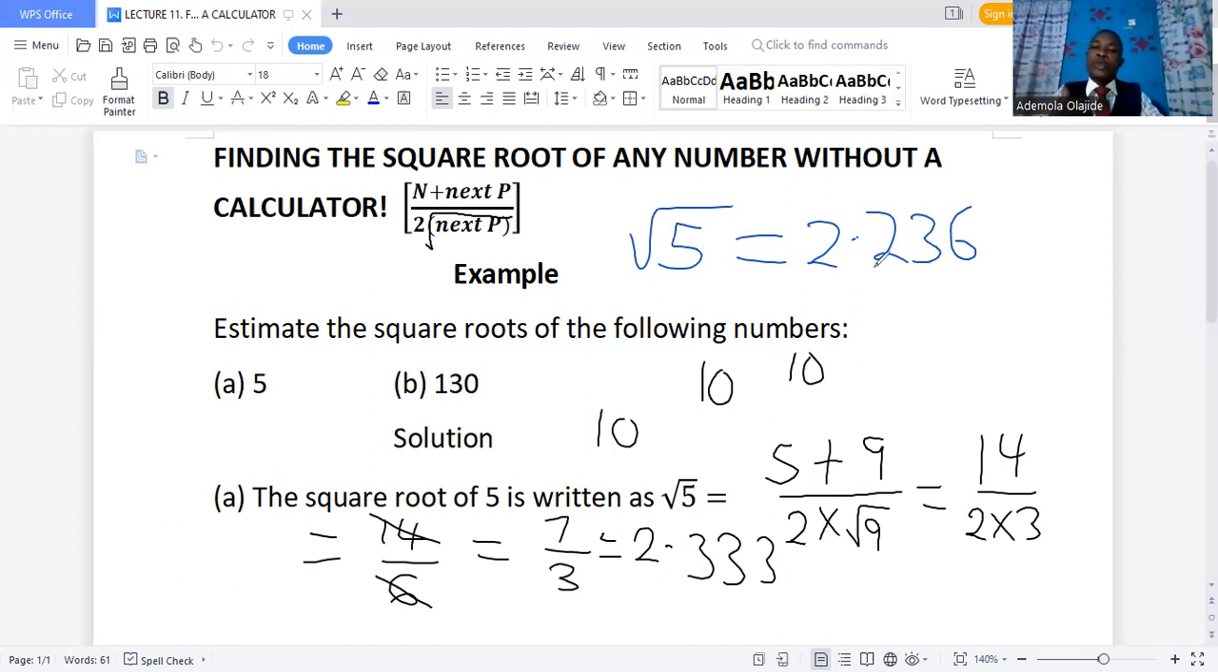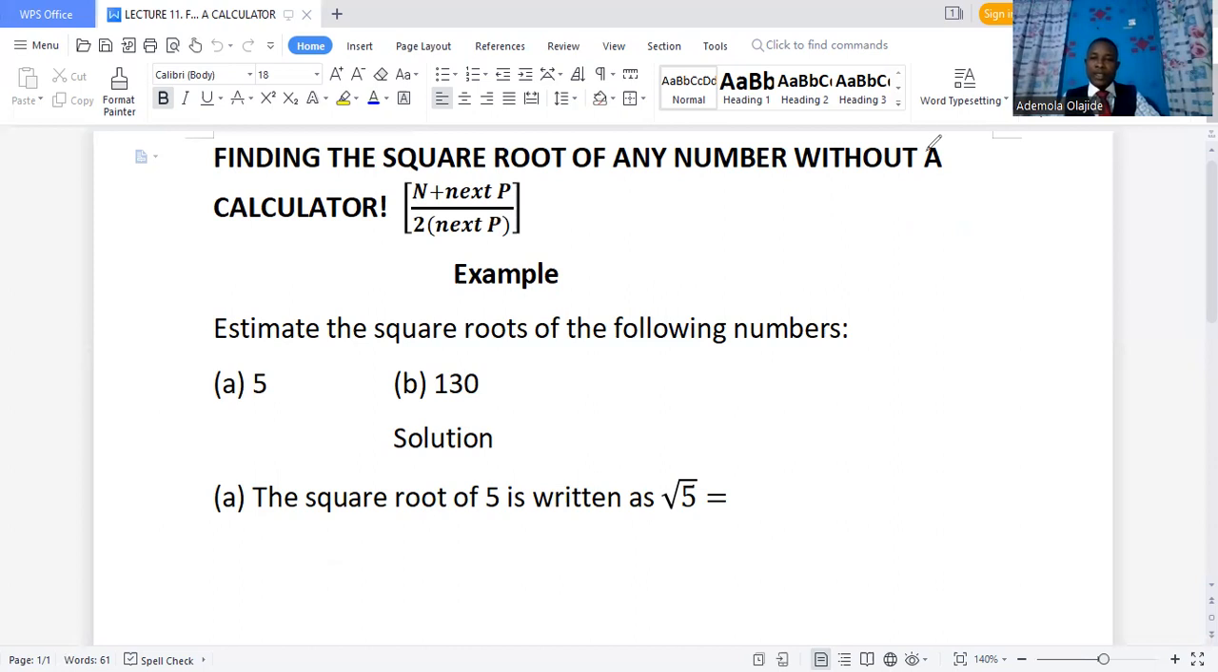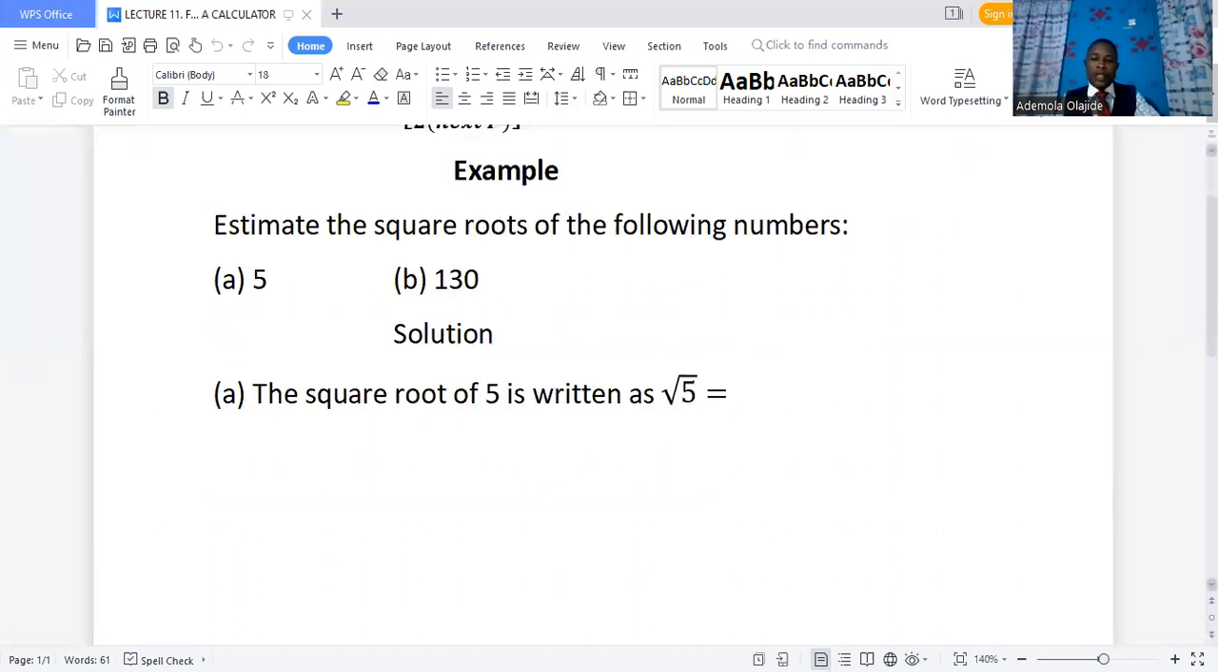That means this will enable you to predict or estimate the square root of any number that is not a perfect square. So we quickly take the second one, which is the last one for today. We want to examine the square root of 130.